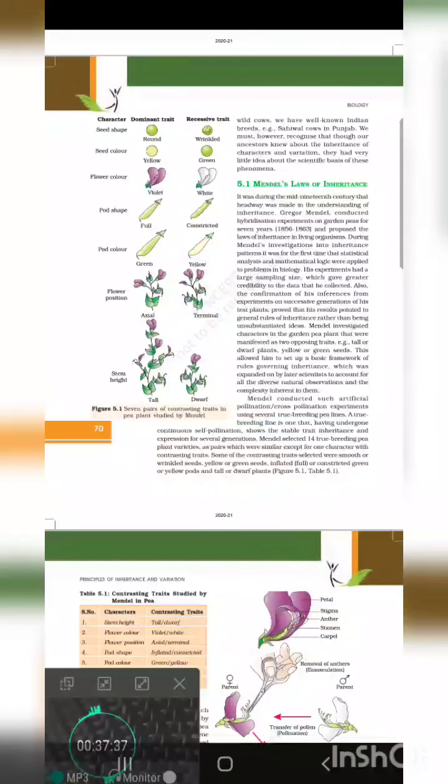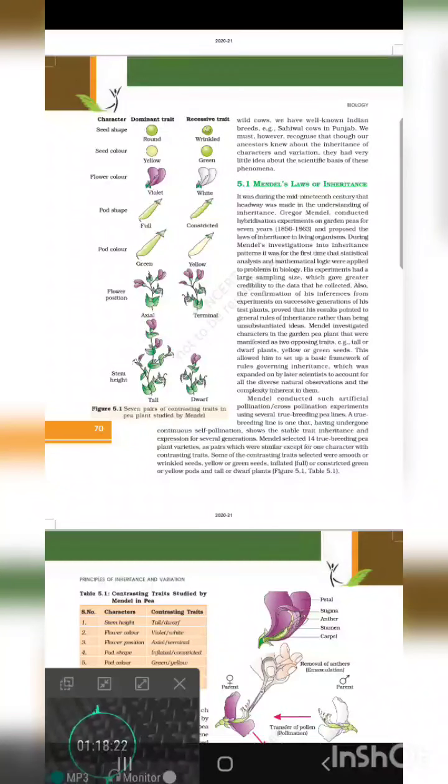Gregor Mendel conducted hybridization experiments on garden peas for 7 years, from 1856 to 1863, and proposed the laws of inheritance in living organisms. During Mendel's investigation into inheritance patterns, it was for the first time that statistical analysis and mathematical logic were applied to problems in biology. His experiment had a large sampling size, which gave greater credibility to the data that he collected.